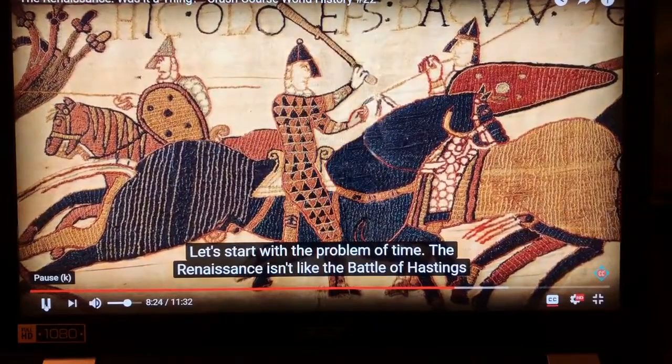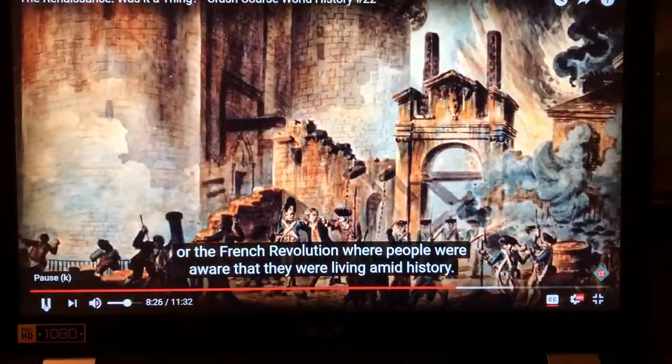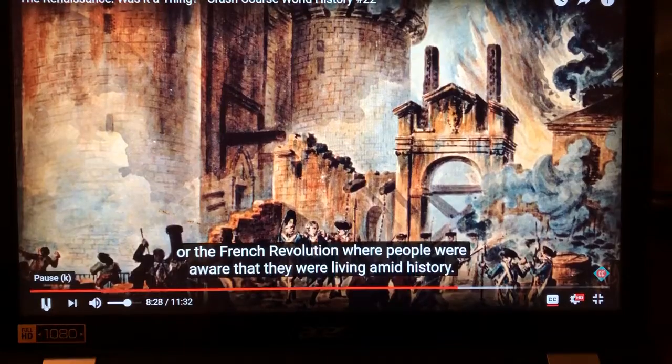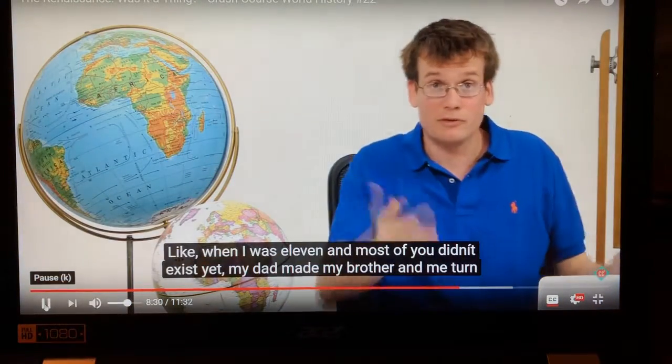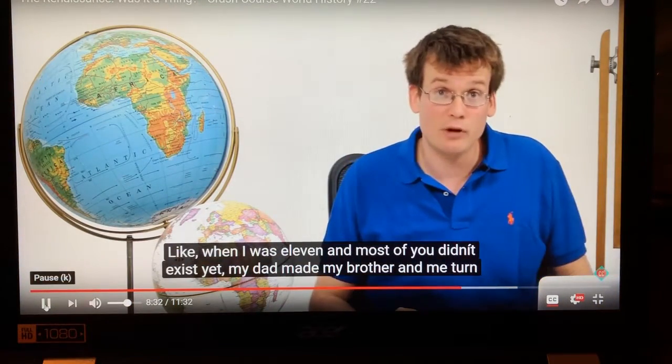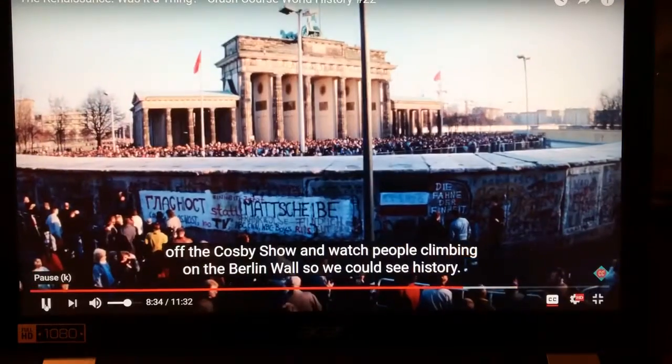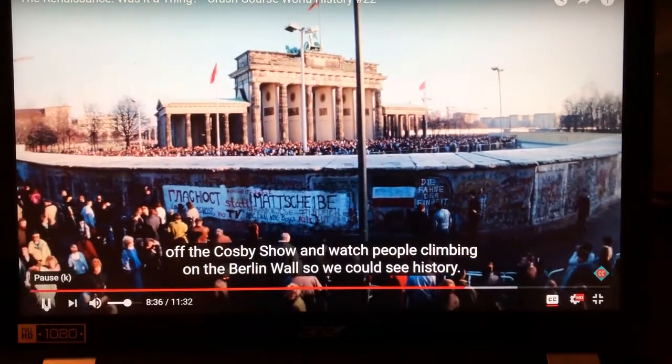The Renaissance isn't like the Battle of Hastings or the French Revolution where people were aware that they were living amid history. Like when I was 11, and most of you didn't exist yet, my dad made my brother and me turn off the Cosby Show and watch people climbing on the Berlin Wall so we could see history.